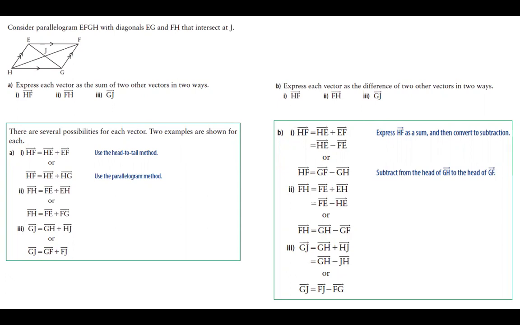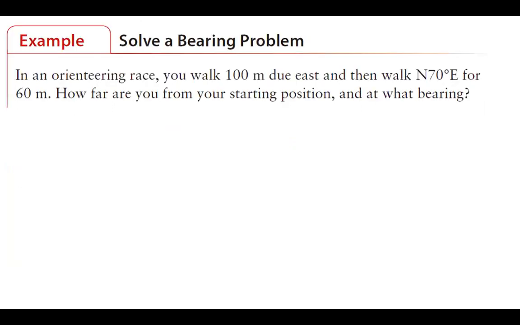All right, if no questions, let's consider another example question. Solve a bearing problem. In an orienteering race, you walked 100 meters due east and then walked east of north 70 degrees for 6 meters. How far are you from your starting position and at what bearing? Okay, I'll give you 5 minutes to have a look at this question by yourself.